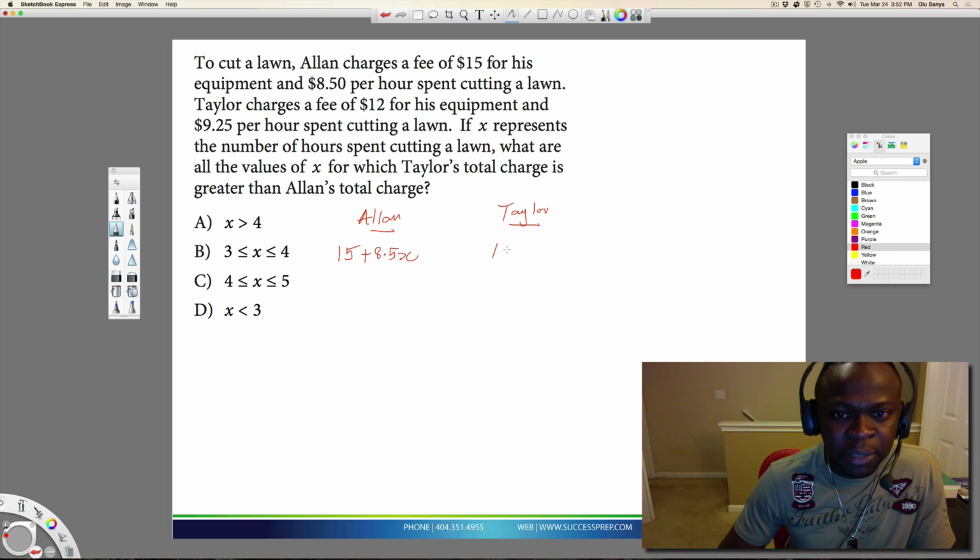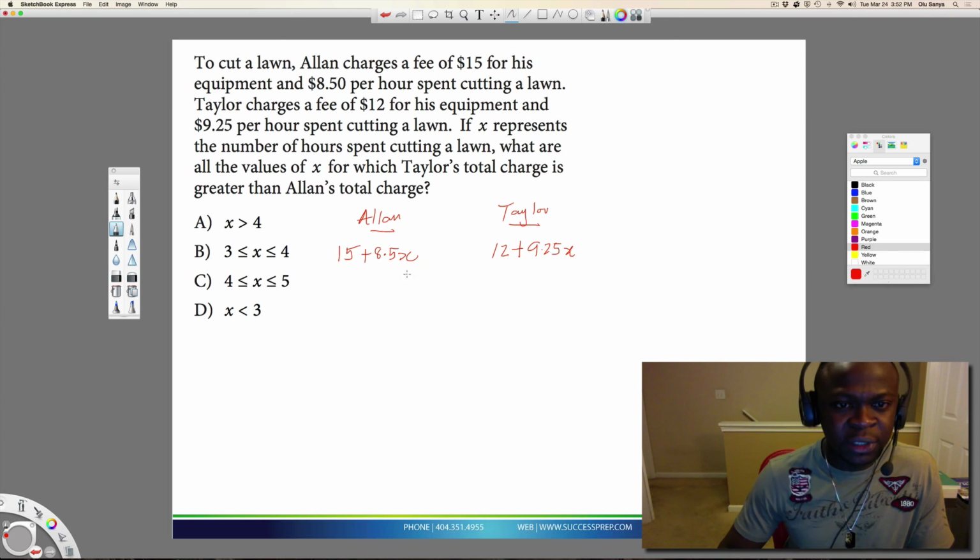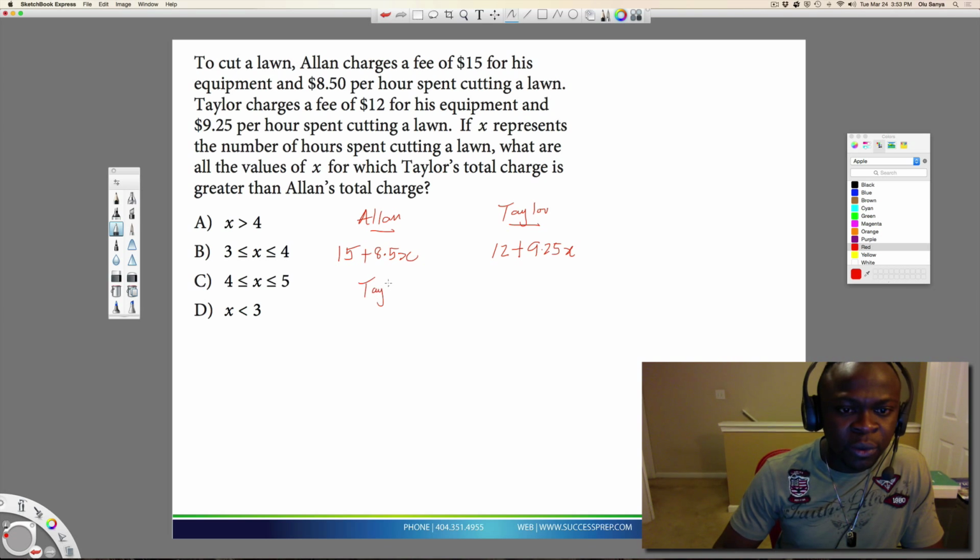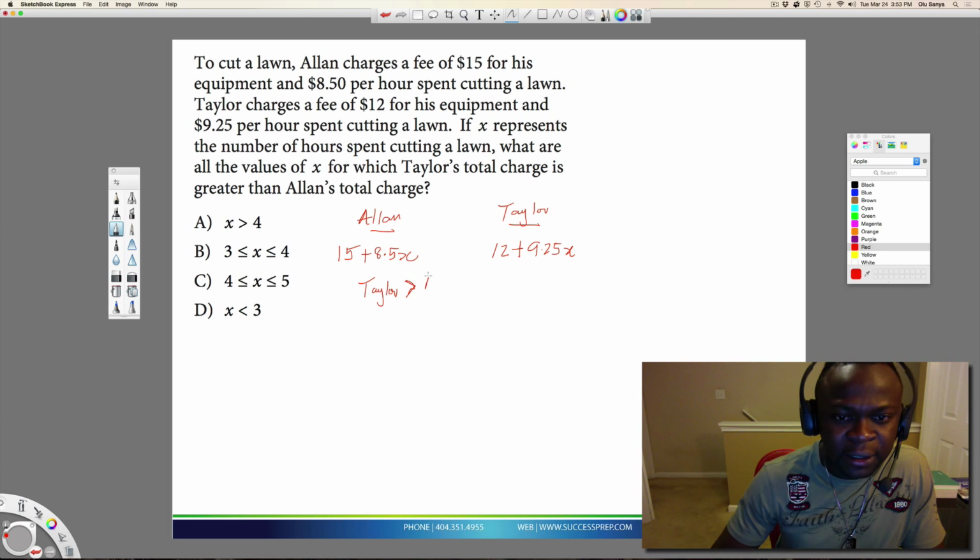Taylor has a base charge of $12 plus $9.25 per hour, and that times x, the total number of hours. So these are the two equations. Now the question later said that we want the value of x that makes Taylor greater than Allen. So we want Taylor's information to be greater than that of Allen, and we want to solve for x.